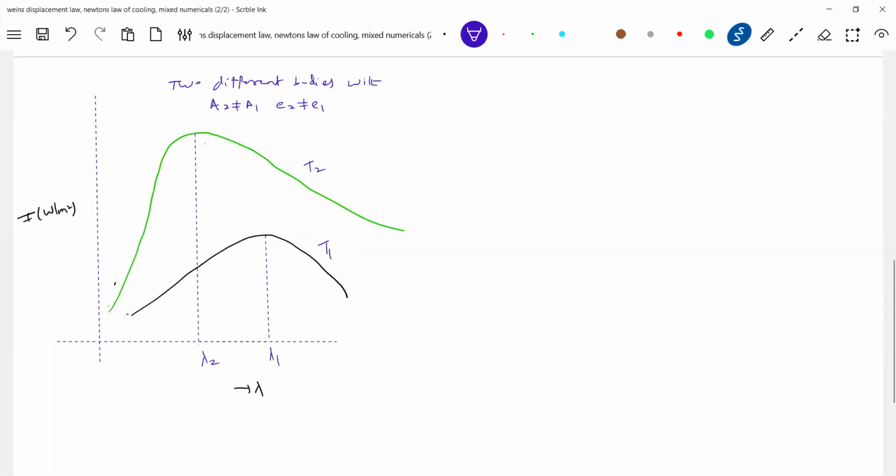Anything we can see? Definitely lambda 2 is less than lambda 1. So therefore T2 is greater than T1. The area under which curve is more? The second body. So the total energy radiated by the second body is more than the first body because of the area under the curve. Next, after this, any other thing?